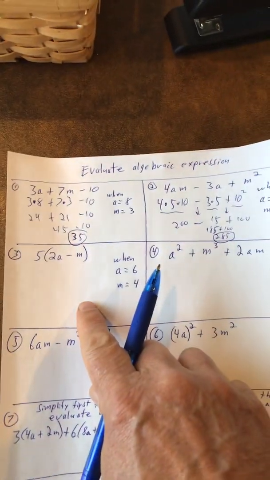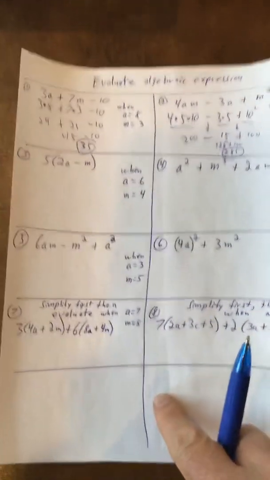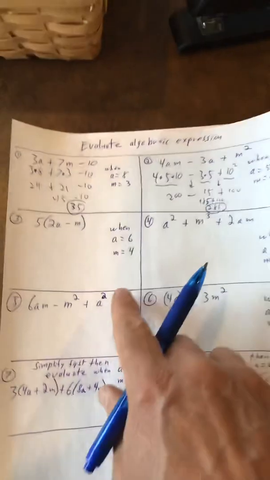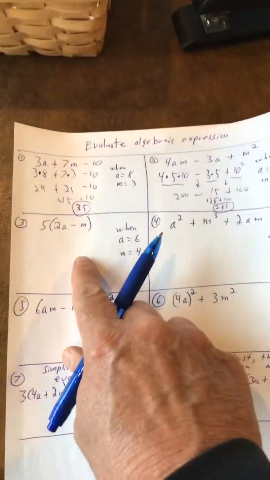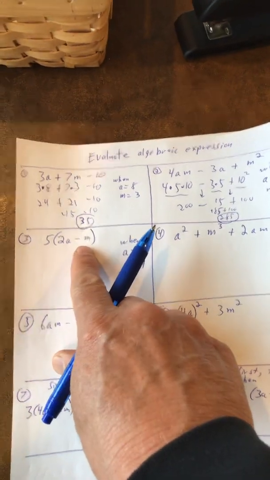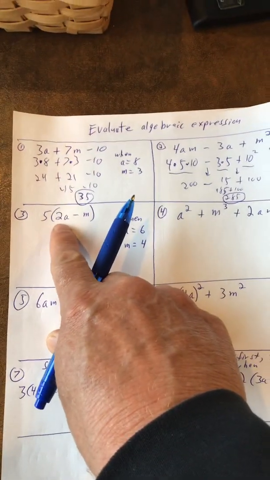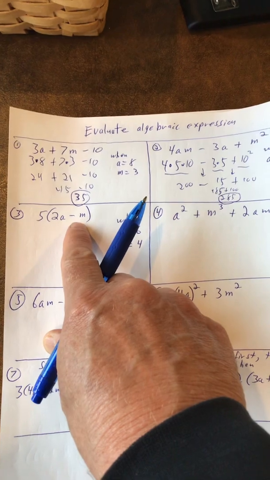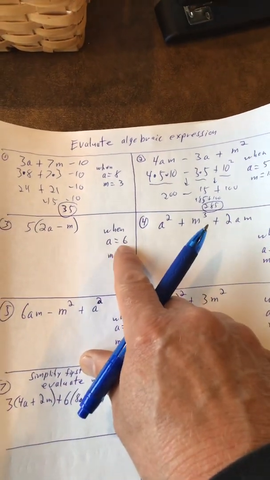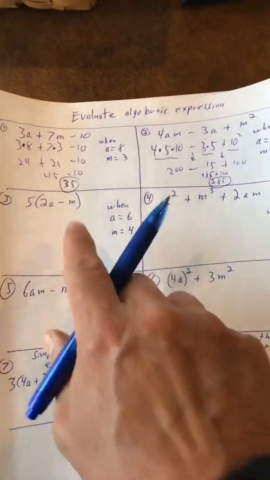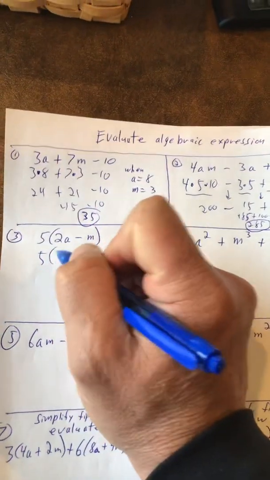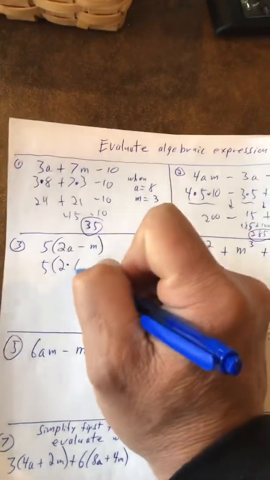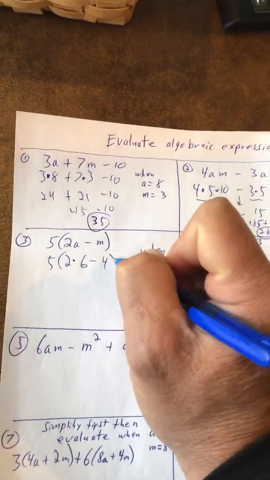Right? Number 3. So I just cut it into 10 sections here. I'm going to actually use 2 sections on these last ones. So here, copy. This is 5 parentheses 2a minus m. And your value a is 6 and m is 4, so hit pause and do it. I'm going to go. This is 2 times 6 minus 4.